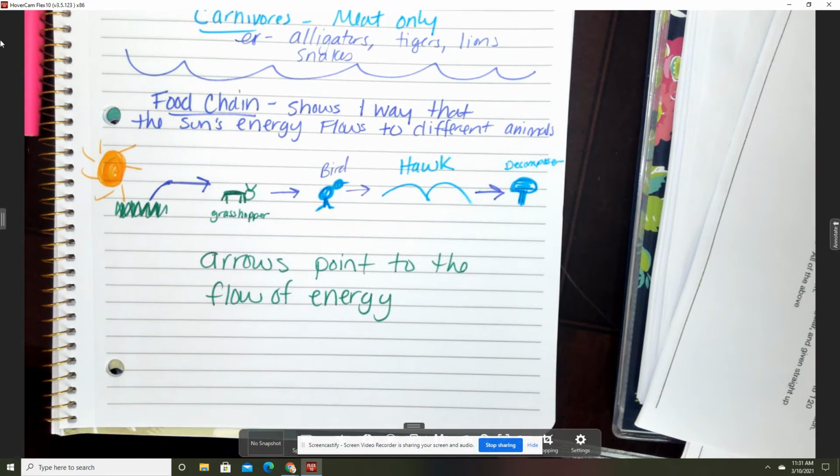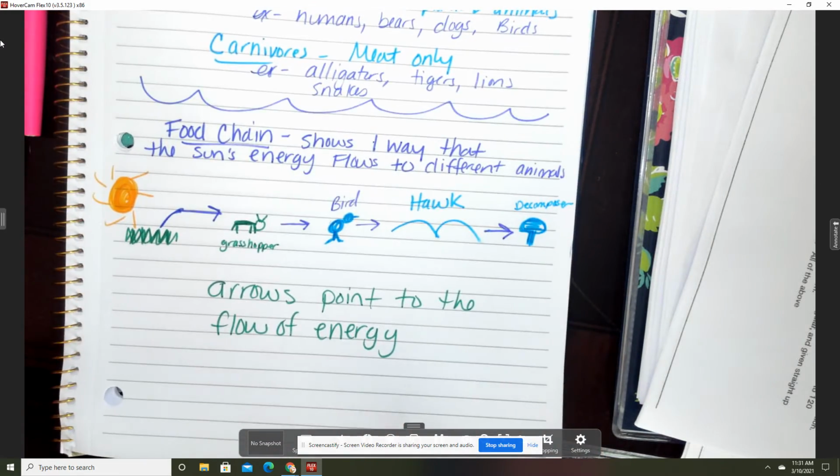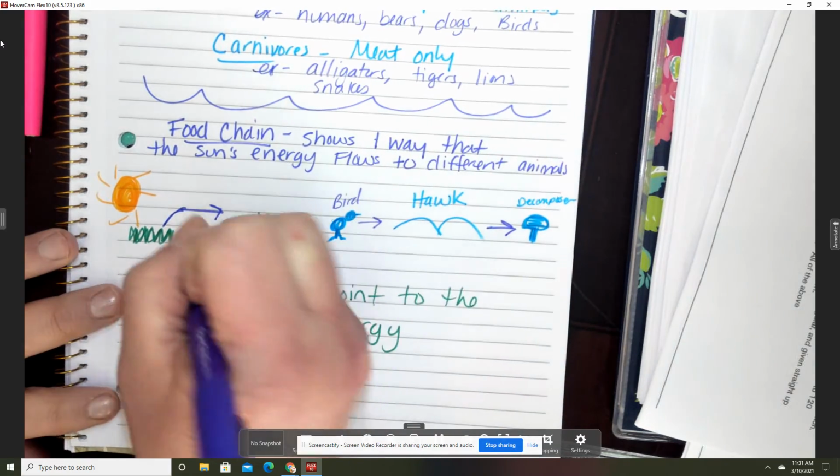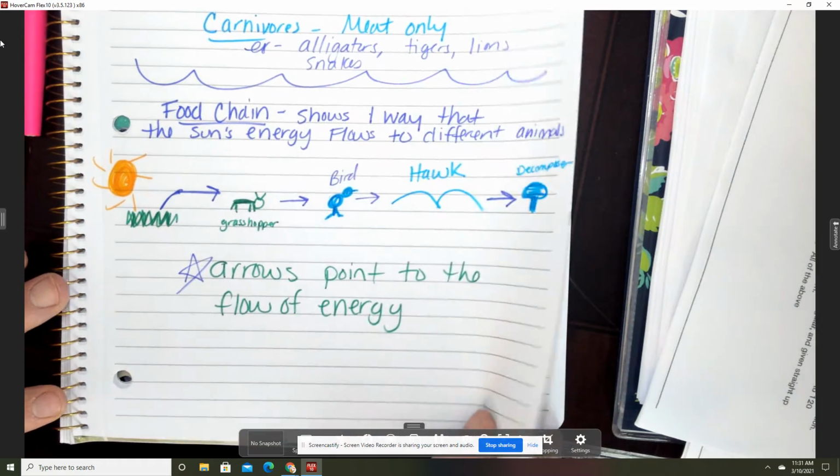And of course, food chains can be bigger than this. I just did one that was a little bit smaller, so it could fit on a page. But this is very important to remember that the arrows point to the flow of energy, okay?